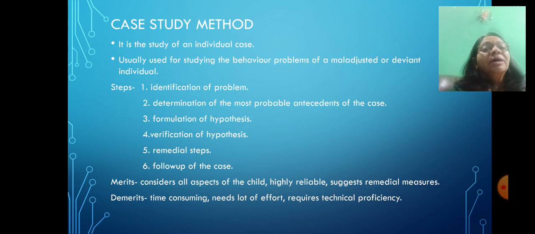Case study method. It is the study of an individual case, usually used for studying the behavior problems of a maladjusted or deviant individual. There are some steps: identification of the problem, determination of the most probable incident and antecedents of the case, formulation of hypothesis, verification of hypothesis, then remedial step, and after that follow-up. Its merits are that it considers all aspects of the child and is highly reliable, but it is also time consuming.